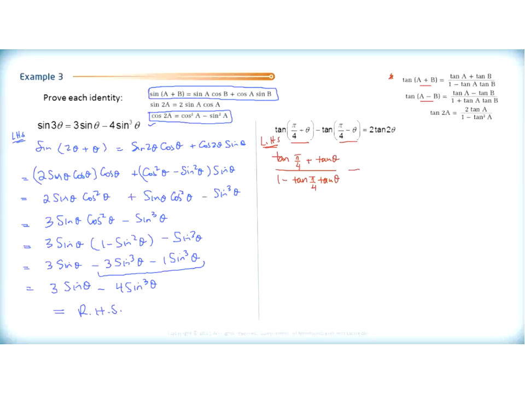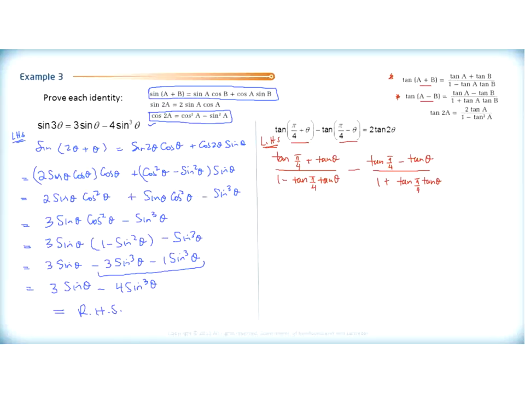Subtract. Now we're subtracting all of this, okay? Now we're going to use our tan a minus b. So I got the tan of a, which is the tan of pi over 4, minus the tan of b, which is tan theta, over 1 plus tan pi over 4 times tan theta.